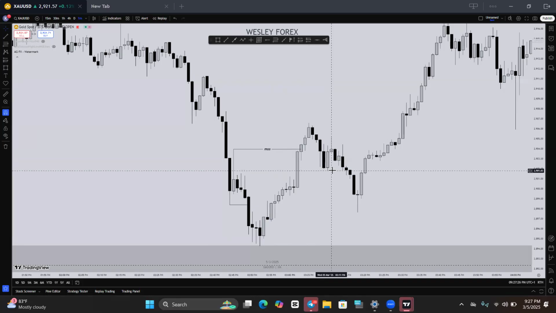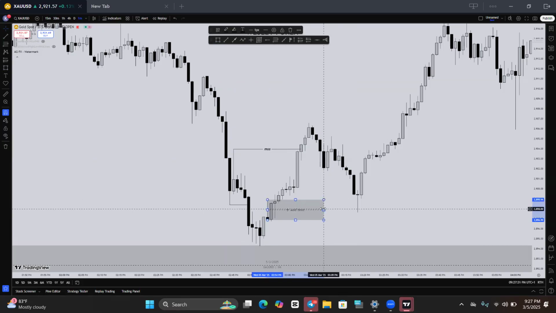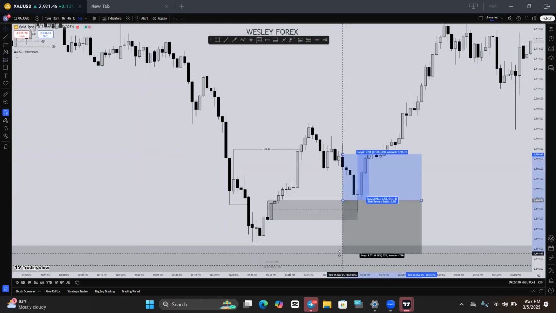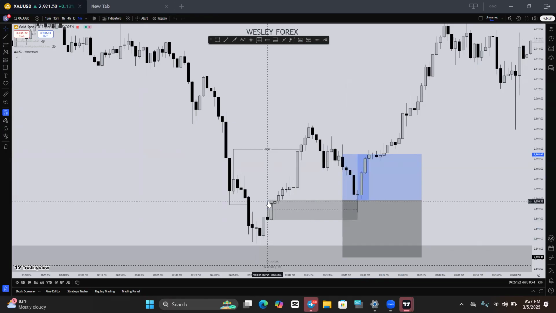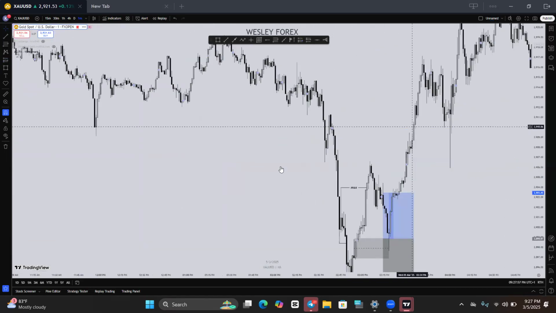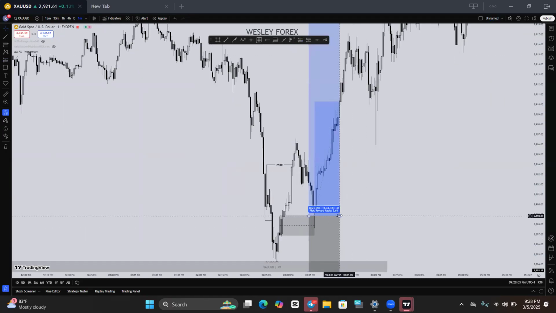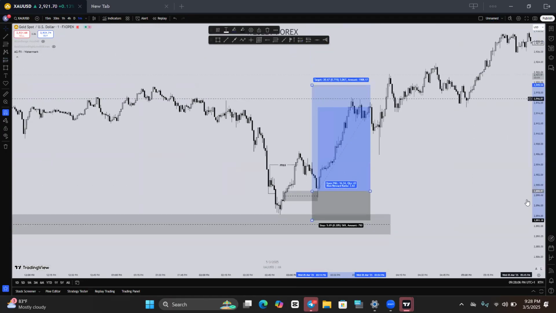So price retraced and mitigated this other block right here. Following this, how would we have taken entry? It's going to be here. So your entry is going to be at the mitigation of this other block. And your take profit could just be at the previous high, like this. And that way you've been able to refine.